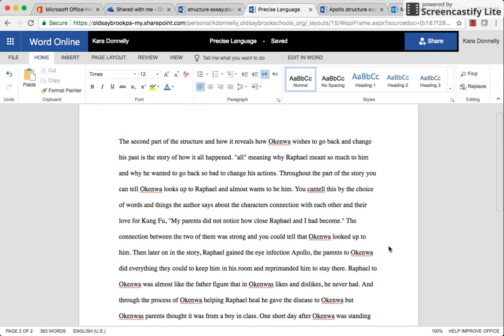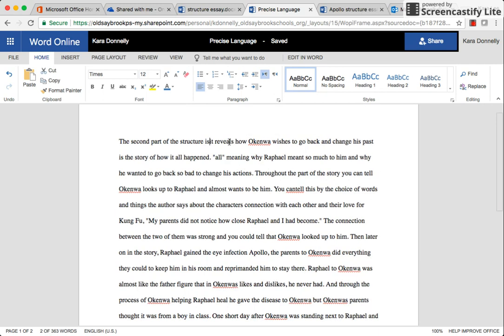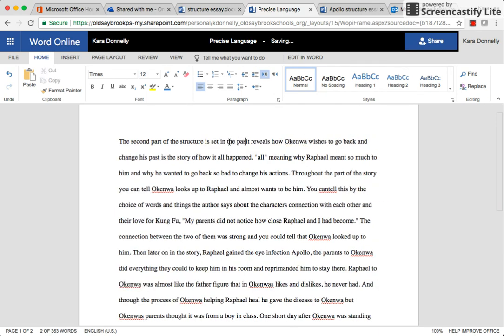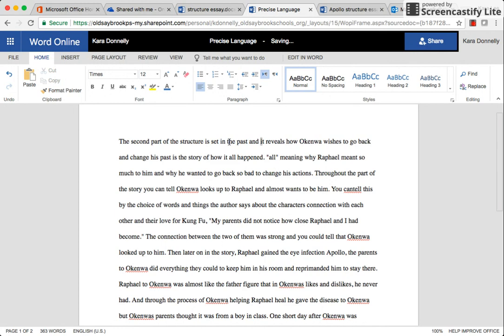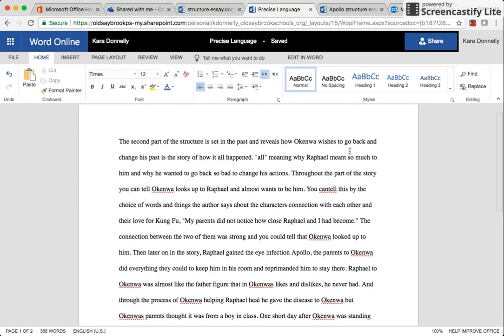Now, this sentence could be more precise because one of the things I notice is that the subject of this sentence is super duper long, right? So I'm going to revise this sentence so that the subject is shorter, and say, "The second part of the structure is set in the past and reveals how Okenwa wishes to go back and change his past," because that really highlights the regret.